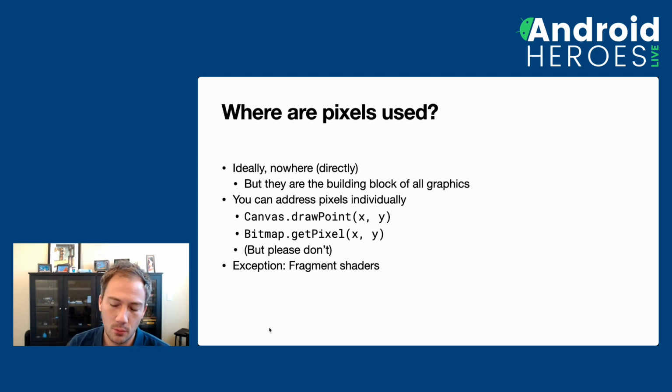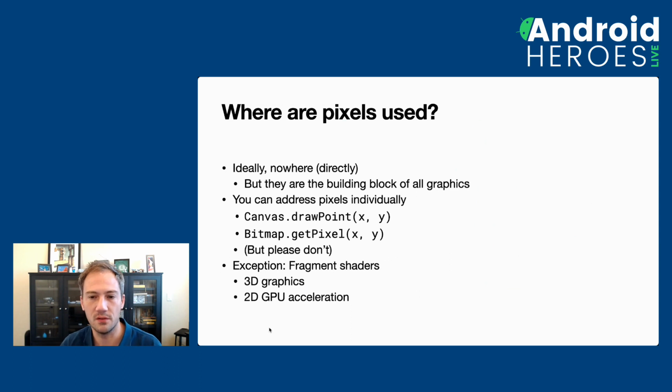There's one exception. When you program the GPU, you use something called fragment shaders. They're not really pixels, but they're almost pixels. Unless you do GPU rendering, you don't really have to worry about it, but that's the way GPUs work. You effectively write a program that tells the GPU what is the exact color of a given pixel. It's a different way of working.